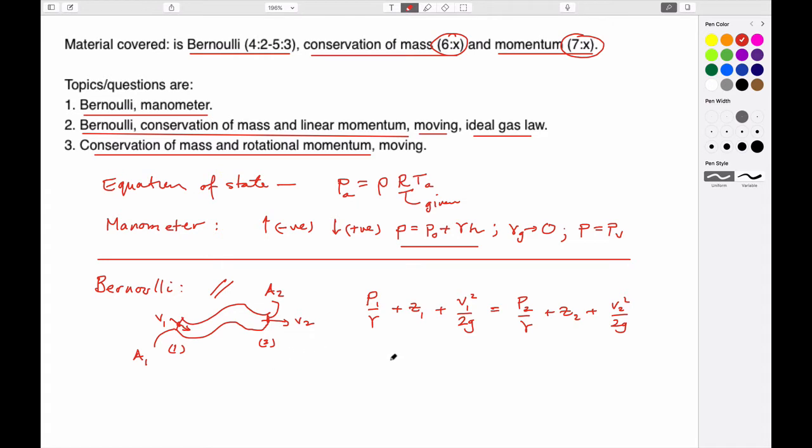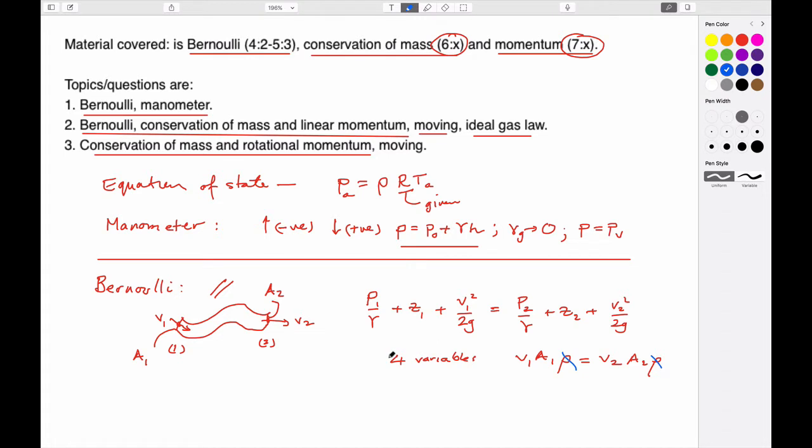What else? If we only have 4 of these variables and we need to close the set of equations, then we can write conservation of mass, and that is just that upstream velocity times area times density is equal to downstream velocity times area times density. Often these densities cancel out, and you're just left with the product of velocity and area for upstream and downstream.